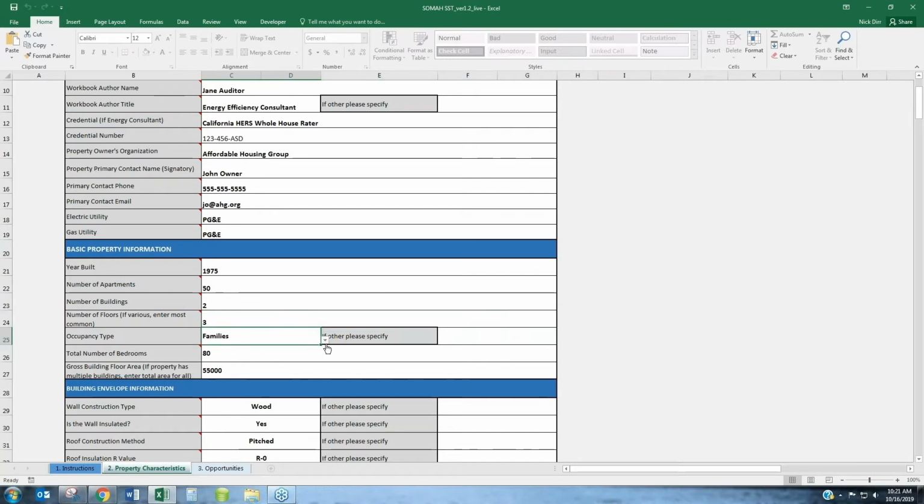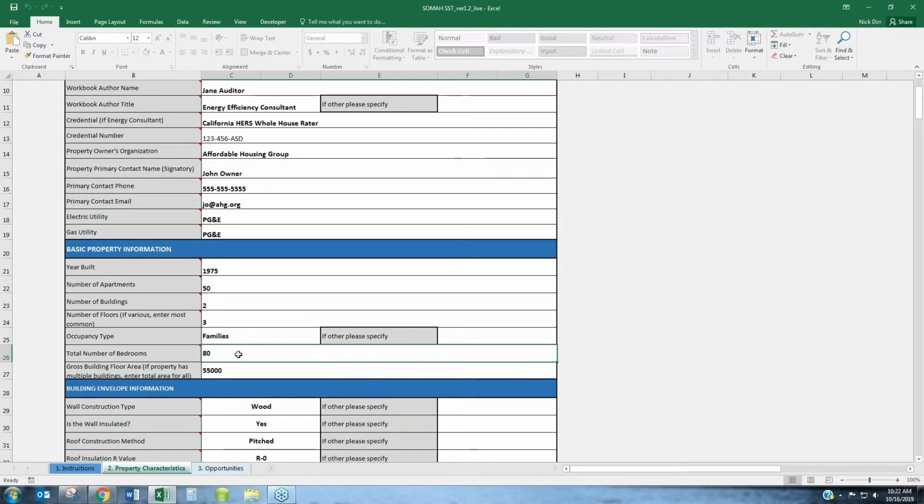Next, you'll enter the occupancy type. So this is really the demographics at the property. And so some are predominantly seniors or families, others are predominantly supportive housing or single room occupancy type, and others are mixed, and that could be all different types of demographics. So select whatever you think is most appropriate for your property here. You can also select other and type it into the right.